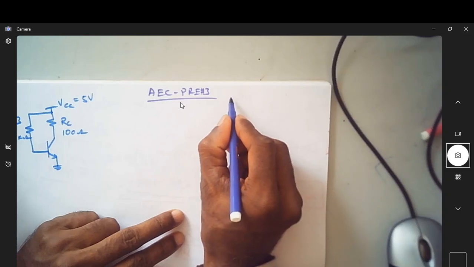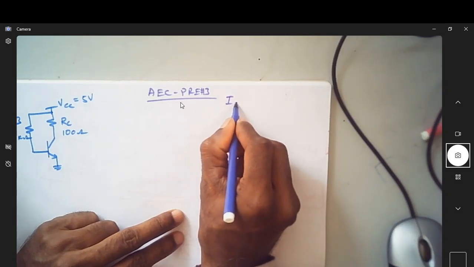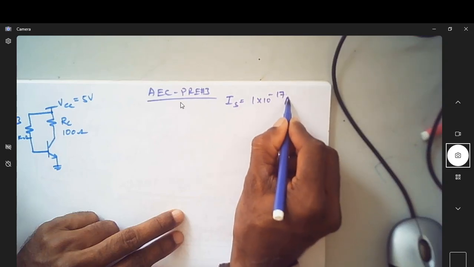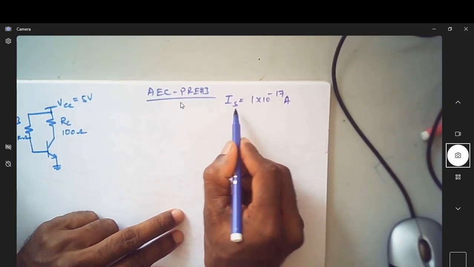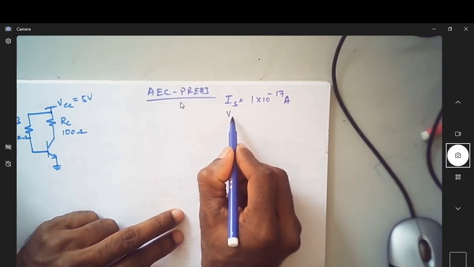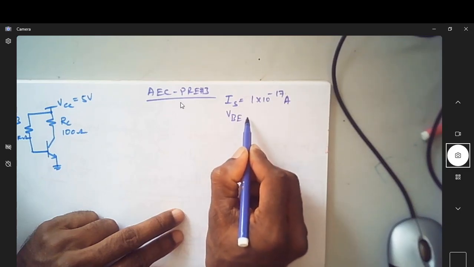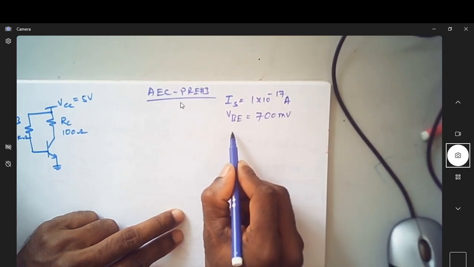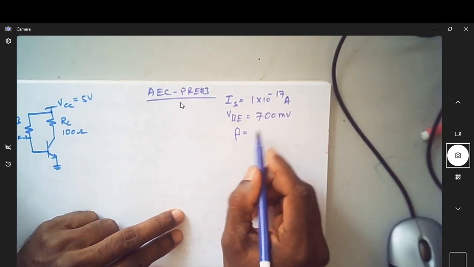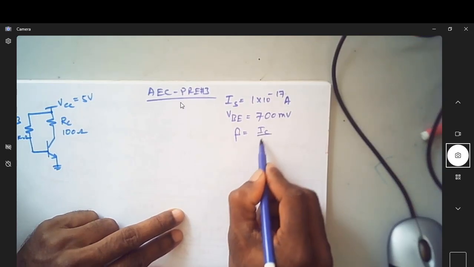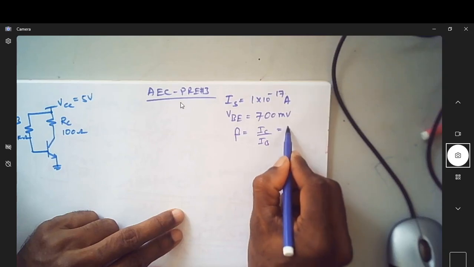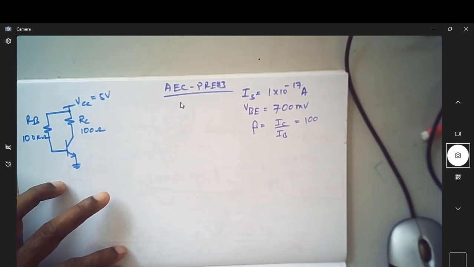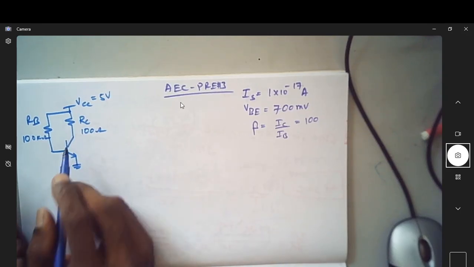We have been given some assumptions: IS as 1 into 10 power minus 17 amperes. We will also talk about what this IS is. We have also been asked to assume the VBE of 700 millivolts and the beta, which is IC by IB, to be 100. So with these assumptions, let us try to find the region of operation.